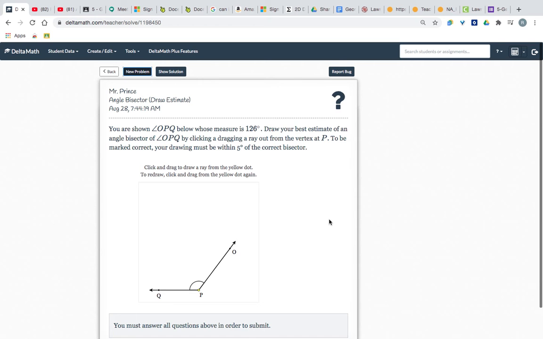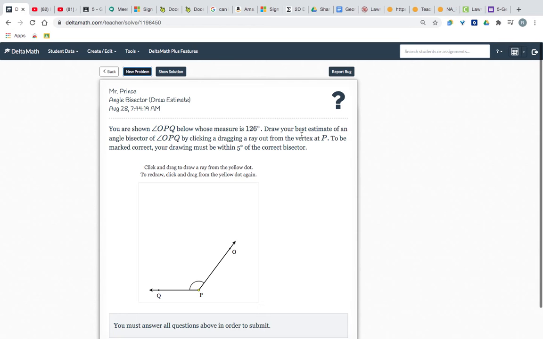Okay, so part of today's lesson is we're going to draw angle bisectors. Before we can draw that, we have to understand what it is. Bisect means just to cut in half. So an angle bisector, we are going to divide this angle into two equal halves. To do this, it says you are shown angle OPQ, whose measure is 126.